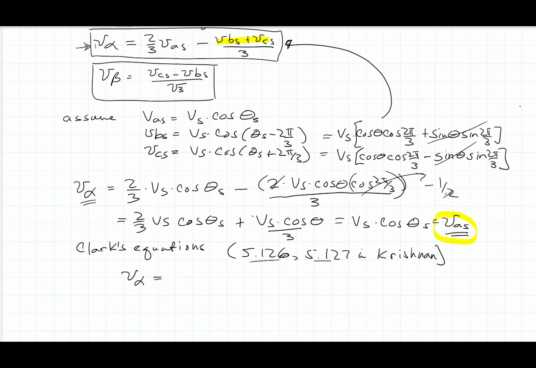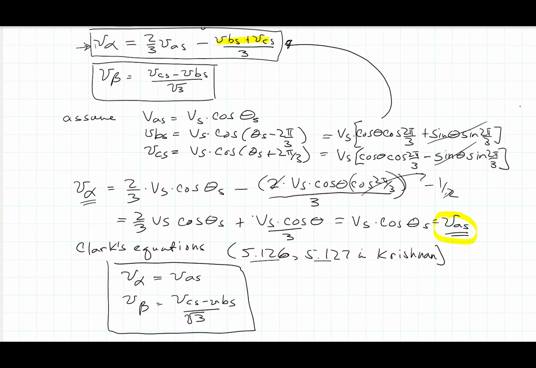We get V alpha is equal to VAS, and V beta is equal to VCS minus VBS over square root of 3. So those are the Clark's equations. And very important.